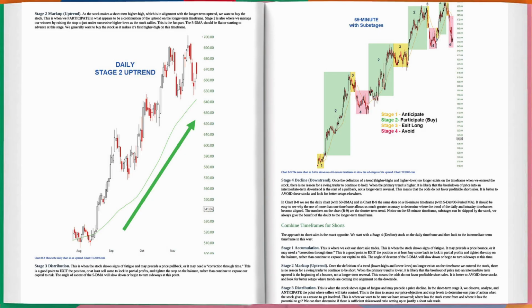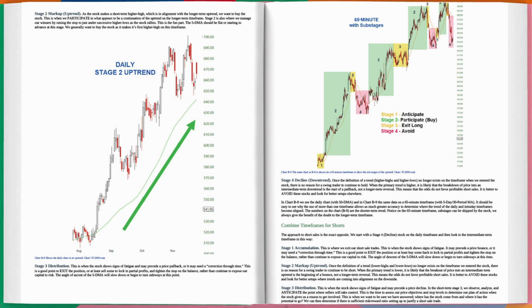Stage 2 is also where we manage our winners by raising the stop to just under successive higher lows as the stock rallies. This is the fun part. The 5 DMA should be flat or starting to advance at this stage. We generally want to buy the stock as it makes its first higher high on this time frame.